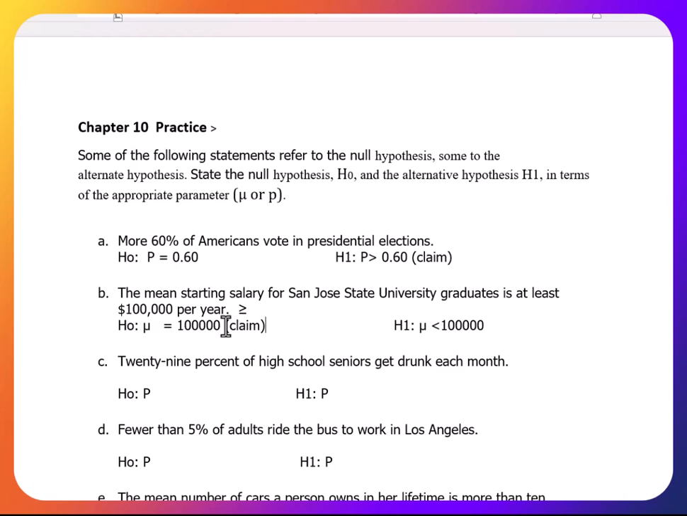Okay, see, 29% of high school seniors get drugs. So it's exactly 29%. So that's an equal, 0.29. And what would be the alternative hypothesis? Not equal. Equal, not equal. And let me just get the simple, 0.29. And again, where is the claim this time? The claim happened to be in H0.